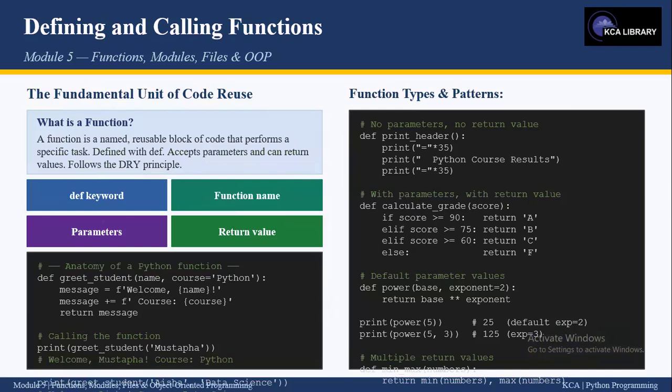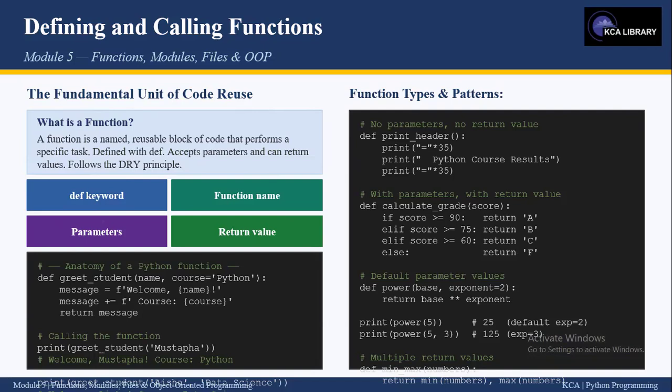Defining and calling functions. A function is a named, reusable block of code that performs a specific task. Functions are defined using the def keyword, followed by the function name and its parameters. Let us look at several examples. The first function, print_header, takes no parameters and prints a formatted header to the screen. The second function, calculate_grade, accepts a score parameter and returns a letter grade based on conditional checks.